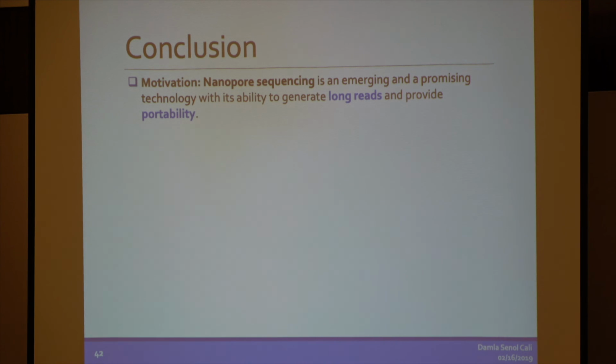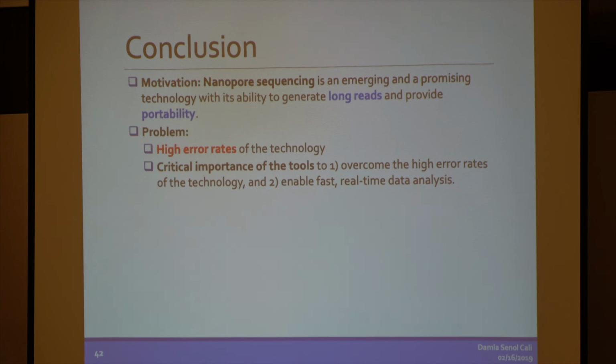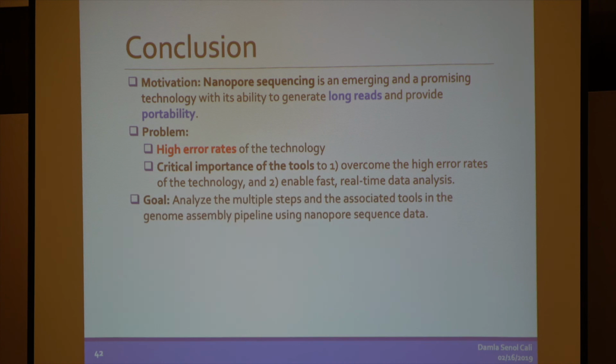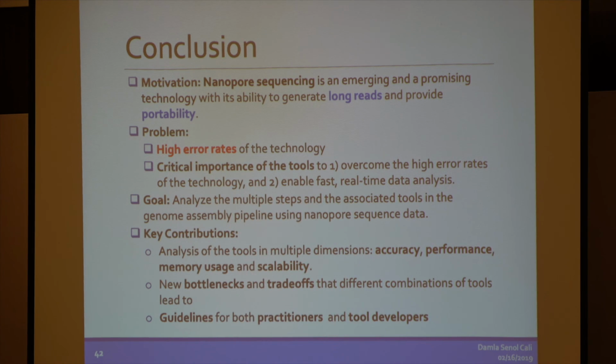And to conclude, as I showed in our motivation today, nanopore sequencing is an emerging and promising technology because of long reads and portability. And it's important to have faster tools, and also tools that can overcome the higher error rates of the technology. And we analyzed multiple steps and tools, as I showed, in multiple dimensions, and we revealed bottlenecks and trade-offs that are important for both users and tool developers.